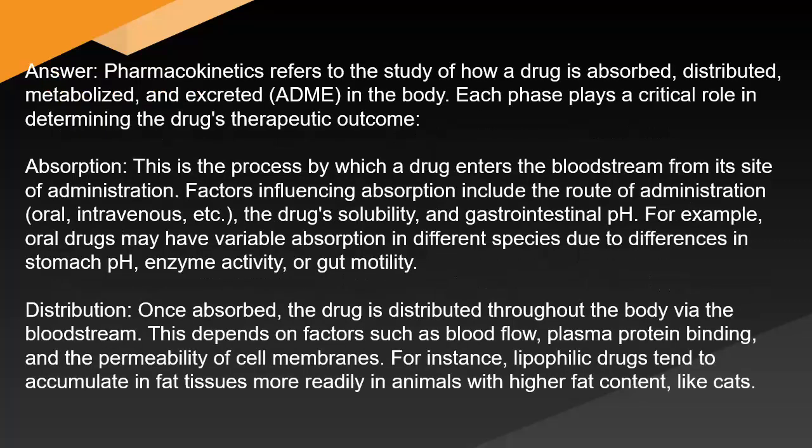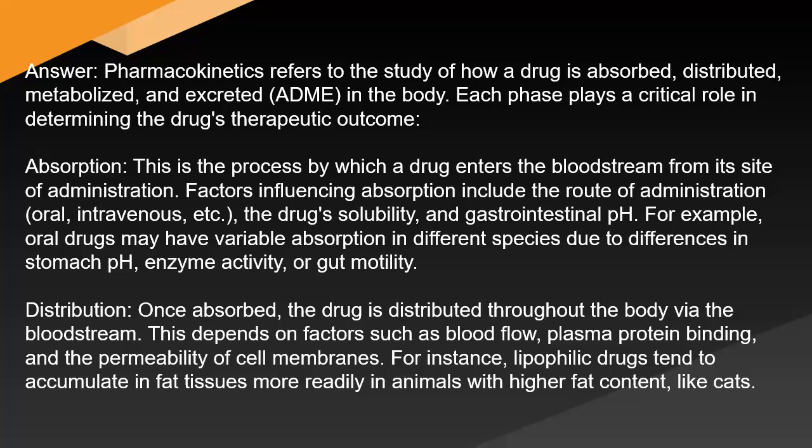Answer: pharmacokinetics refers to the study of how a drug is absorbed, distributed, metabolized, and excreted in the body. Each phase plays a critical role in determining the drug's therapeutic outcome. Absorption: this is the process by which a drug enters the bloodstream from its site of administration. Factors influencing absorption include the route of administration, oral, intravenous, etc., the drug's solubility, and gastrointestinal pH.